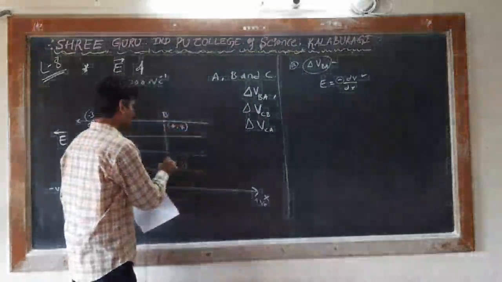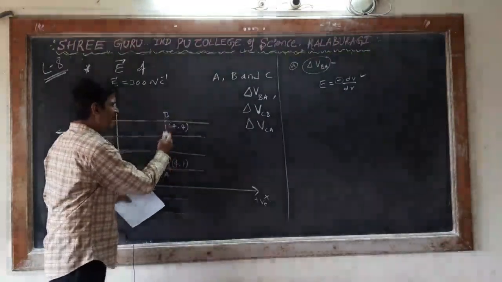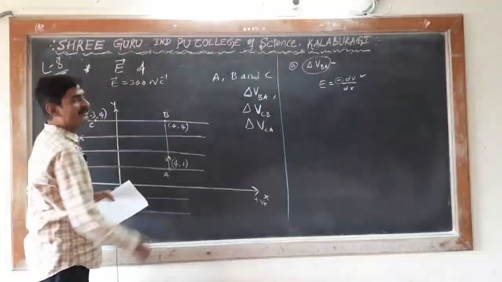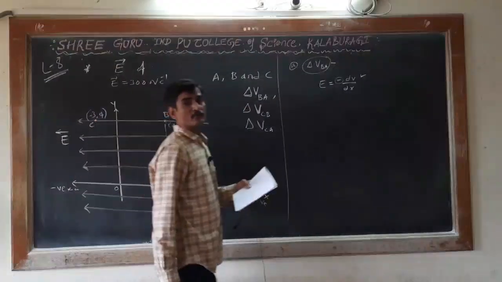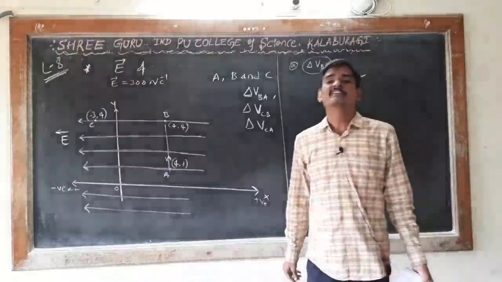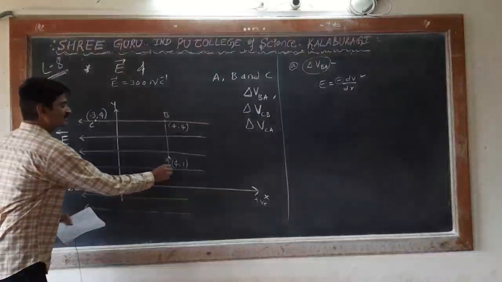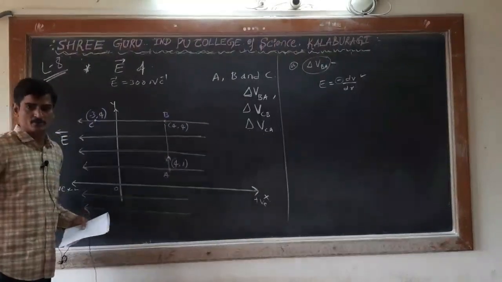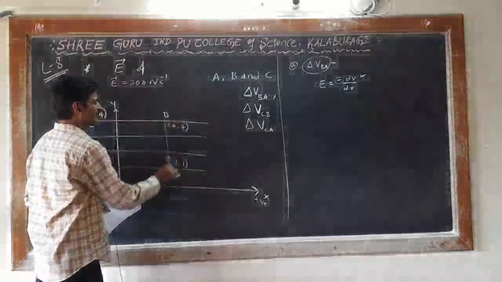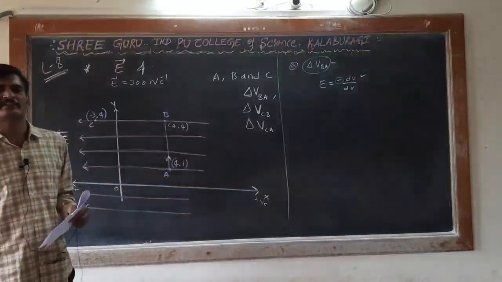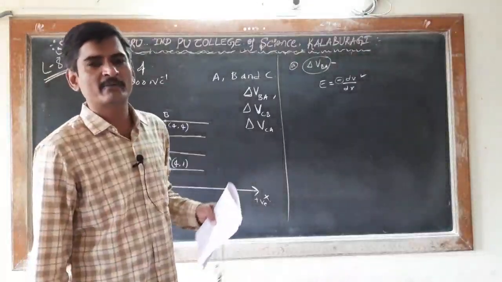So now, if you see, A and B are at the same vertical position. Both are at the same vertical position. So therefore, A and B have the same potential. That is, potential difference between A and B becomes 0. Why does the potential difference between A and B become 0? Because they lie on an equipotential surface.